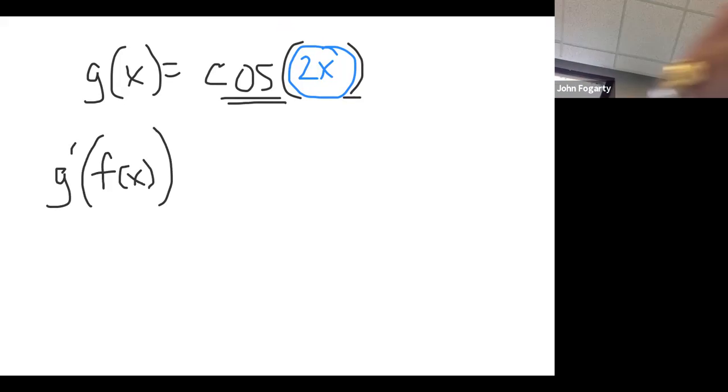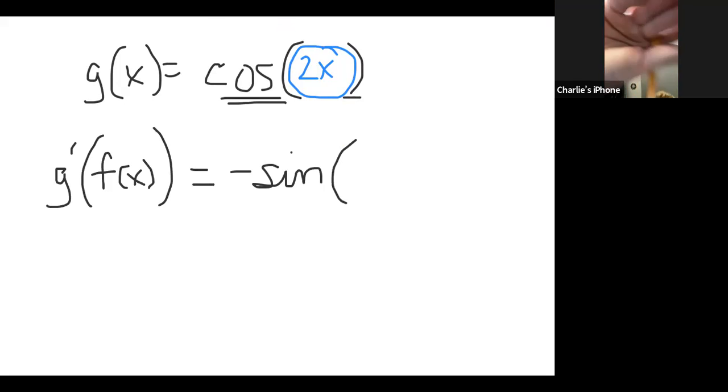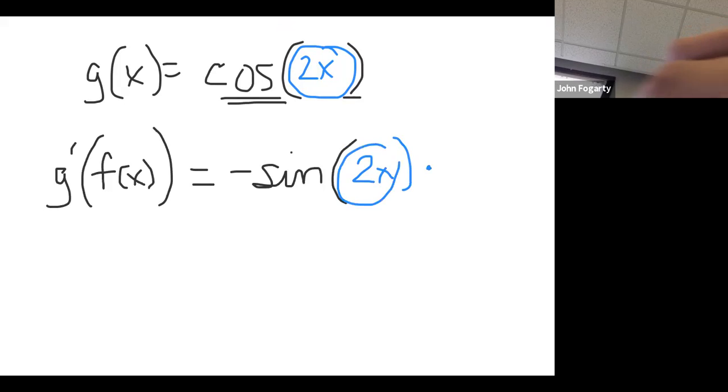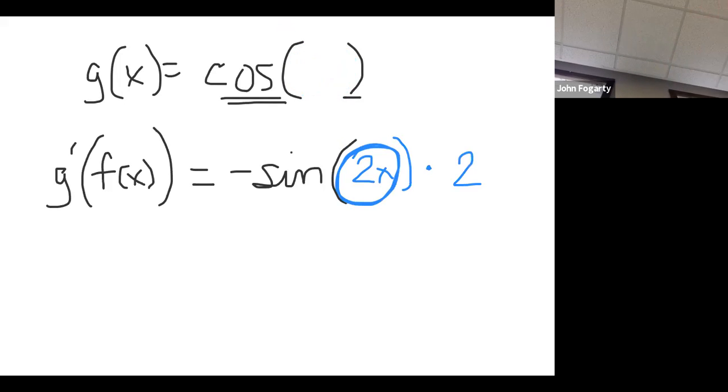Because g of x would be the whole thing, right? And I break it up into two, so I simply find negative sine, but not of x, but of 2x, and then I'm going to multiply it by the derivative of that, 2. So if it said this, that's not chain rule. That's not two different functions. That's just one function. That's the cosine of x. All right, does that make sense?